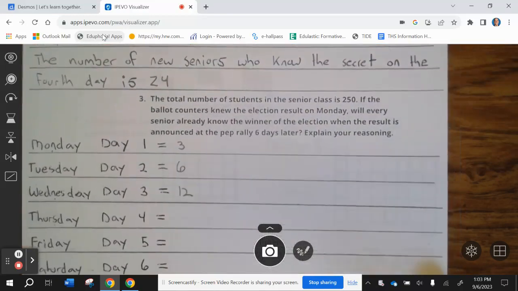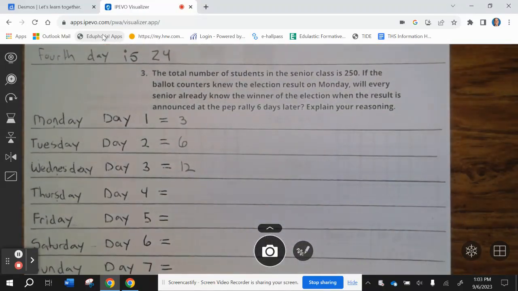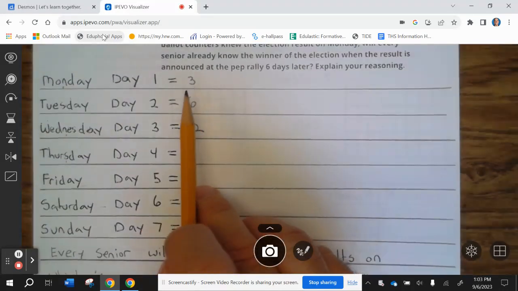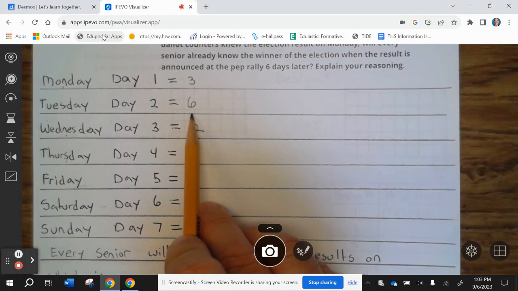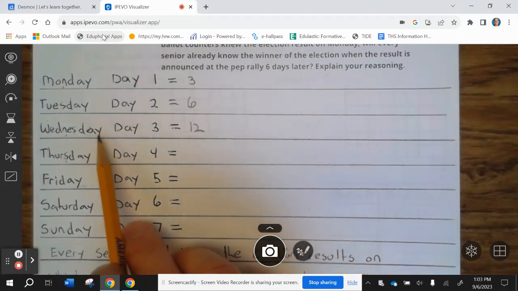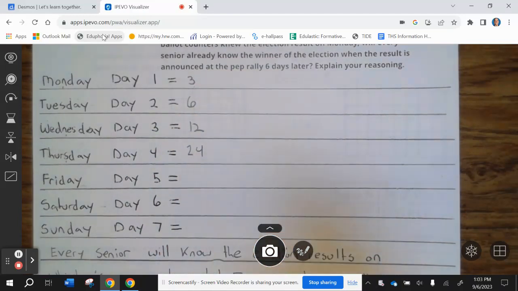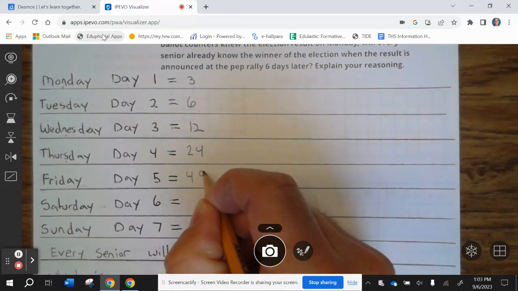Okay. Now, the total number of students in the senior class is 250. If the ballot counter knew the election results on Monday, will every senior know the winner of the election when the result is announced at the pep rally 6 days later? Explain your reasoning. Okay. So Monday, day 1, 3 people knew. Day 2, 6 people knew. Day 3, which is Wednesday, 12 people knew. Thursday, 24 people knew. Friday, 48 people knew.